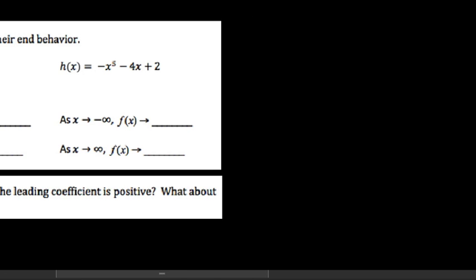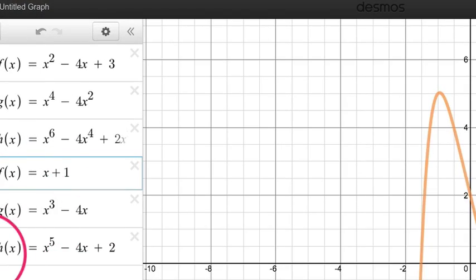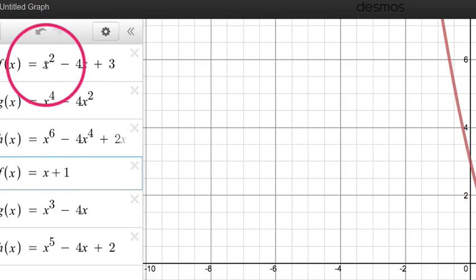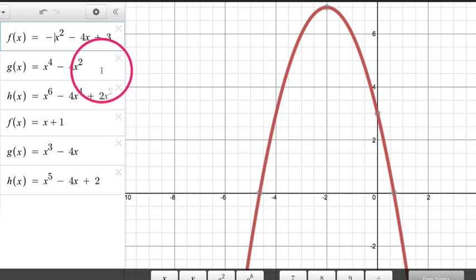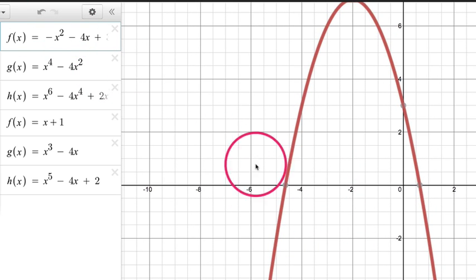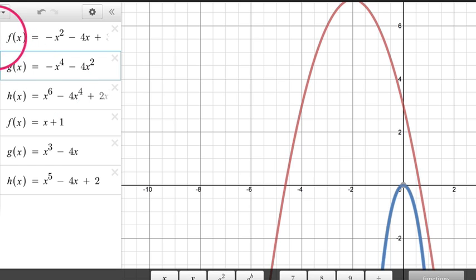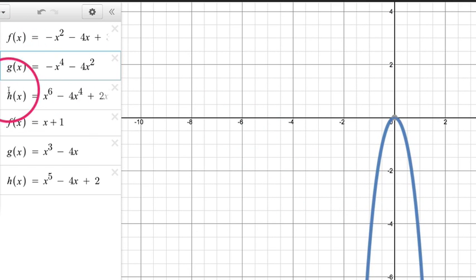Now, when we look at this second portion, I say let's regraph each of these in the previous exercises, but make their leading coefficients negative. So we're going to do this again. In all of these functions right here, I'm just going to go back over to Desmos. I'll turn this back on. I'll put a negative in front of here. And you can see that the end behavior of the graph on the left and right, this is a second degree thing, is still the same, but they're both falling instead of rising. Again, if I turn this one on here and I put a negative here, let me get this out of the way. It's both falling on this one.